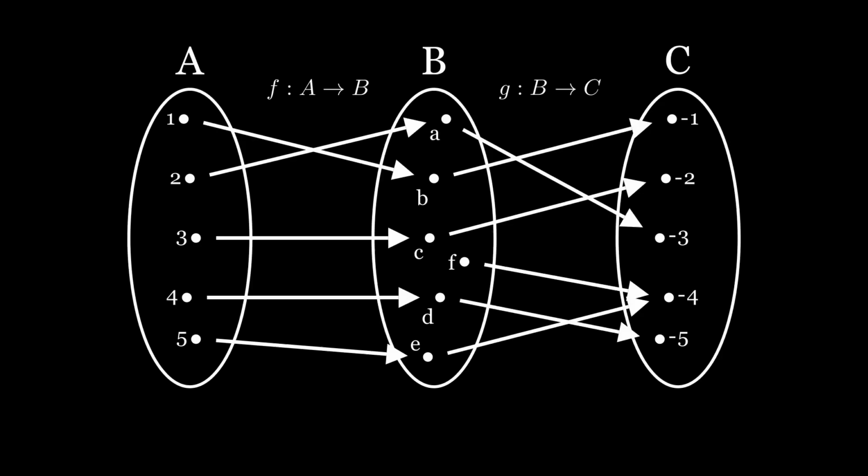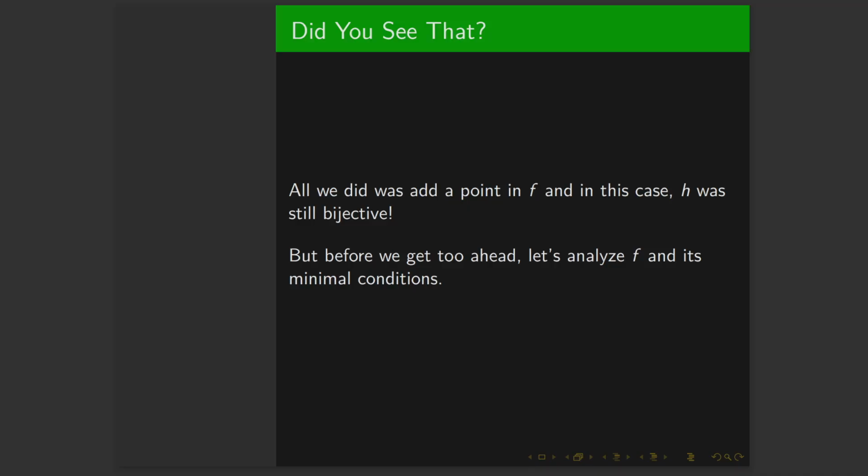So we would never be able to prove this because we found an example where G is only surjective and not injective, and the composition is still a bijection. Now, if you don't believe me, try it for yourself and you'll notice that indeed this is still a bijection. So all we did was add a point in B, and H was still bijective. Nice.